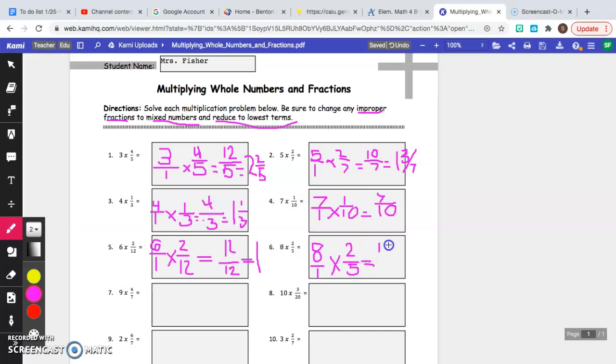So 16, and this would be 5. So now 5 goes into 16. If I think 5, 10, 15, that would be 3. And then 16 minus 15 is 1, so 3 and 1/5.